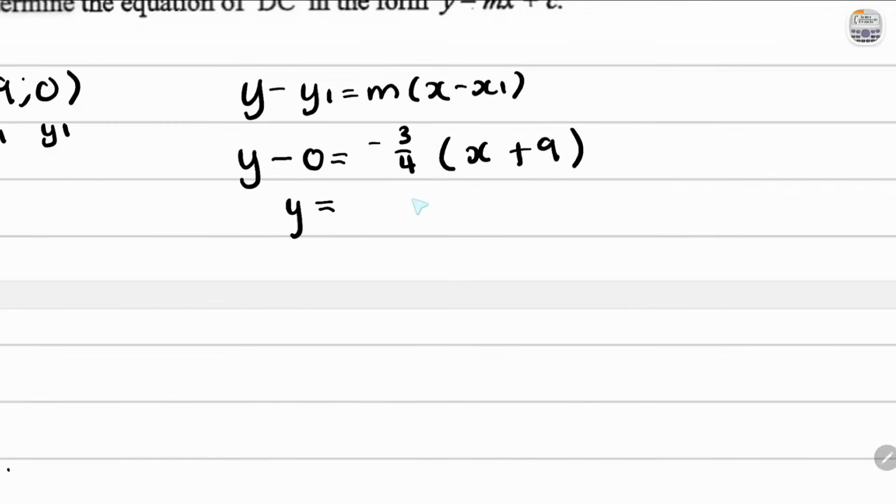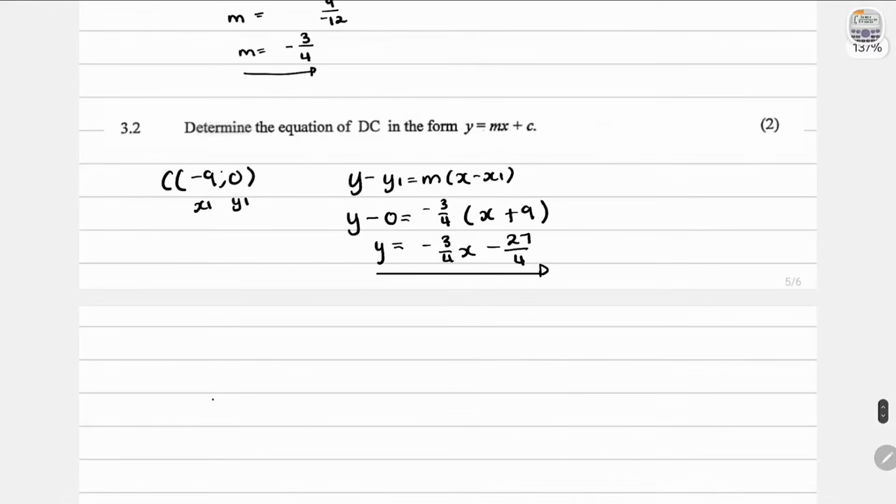Then we're going to distribute here, which is -3 over 4 x. And when you distribute, you can see that -3 over 4 and 9 don't have anything in common diagonally, so it's just going to multiply. -3 times 9 is -27, so over 4. And that's just our answer. That is the equation of line DC. Okay, moving on to the next question.